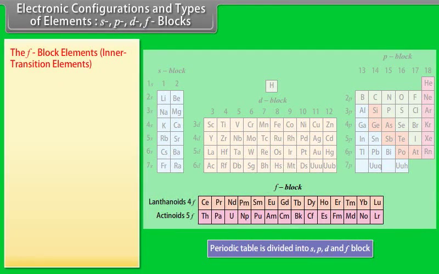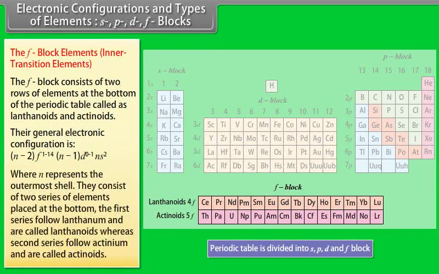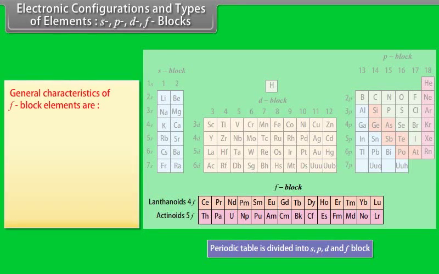The F block elements. Inner transition elements. The F block consists of 2 rows of elements at the bottom of the periodic table called lanthanoids and actinoids. Their general electronic configuration is: where N represents the outermost shell, they consist of 2 series of elements placed at the bottom. The first series follow lanthanum and are called lanthanoids, whereas the second series follow actinium and are called actinoids.